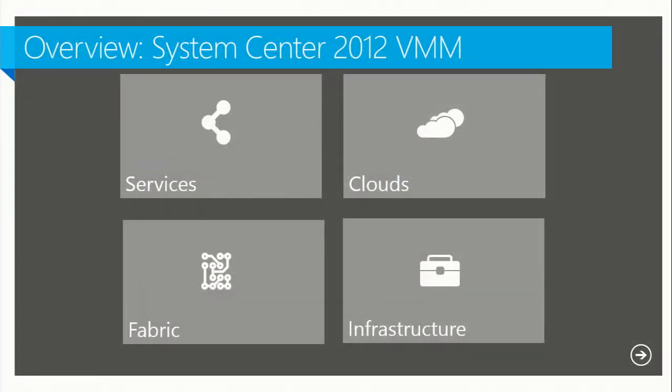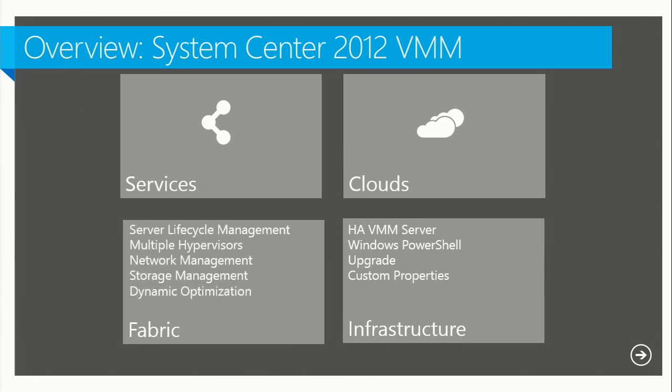Now, let's take a quick look at VMM in 2012. This is the RTM release that we released about 2 years ago. Largely, from a high level, you can break out VMM's functionality into 4 categories: infrastructure, fabric, clouds, services. Under each of the buckets, on the infrastructure side, we have support for HA, a highly available VMM server. VMM was obviously one of the first products in Microsoft that fully embraced PowerShell. Today, we have 525 cmdlets alone in the VMM product. So we are absolutely fully embracing Windows PowerShell. I highly recommend you look into VMM PowerShell as well.